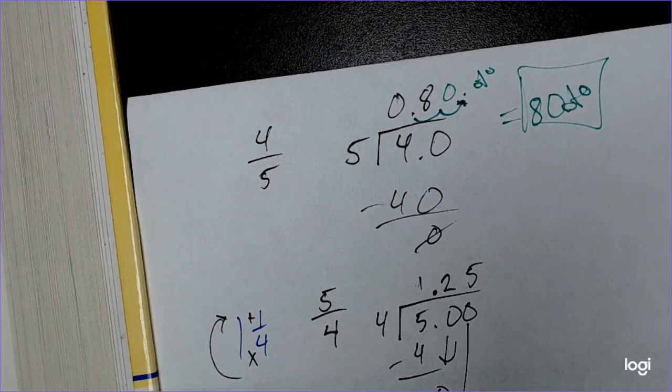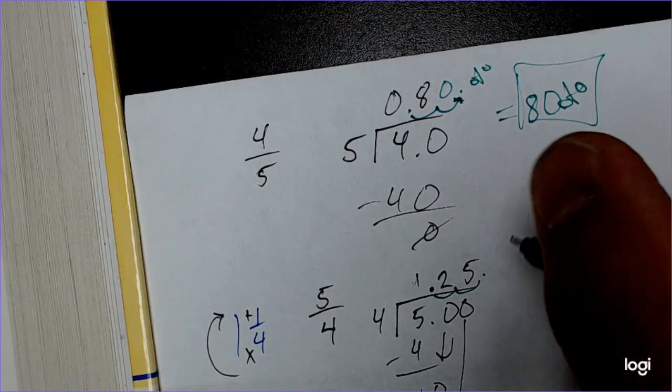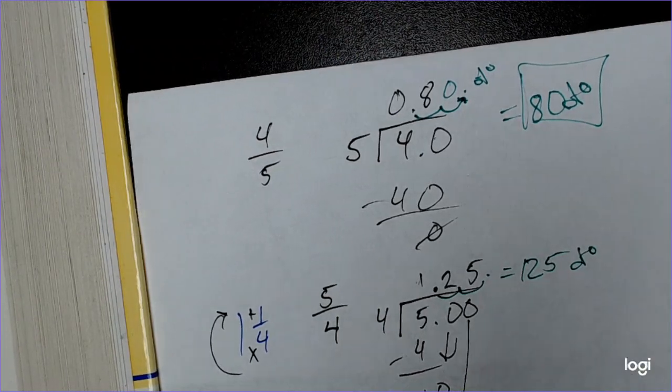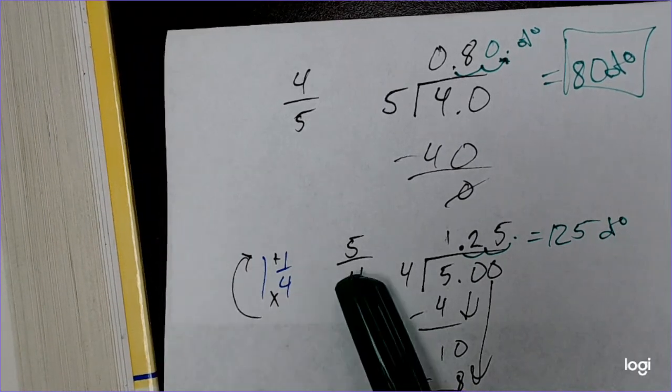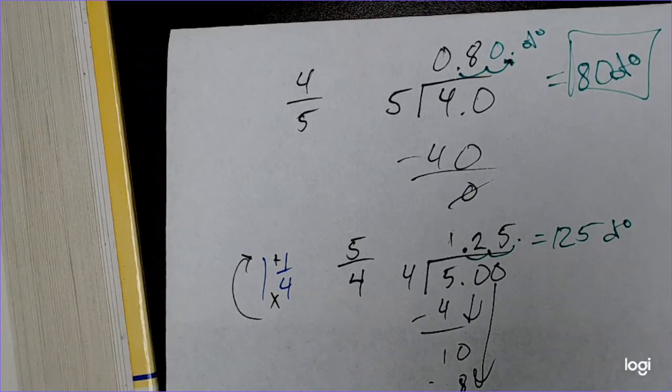Then to turn this into a percent, 125% is my final answer. All right. So the steps that we're going to do here: convert to an improper fraction, divide, convert to a percent.